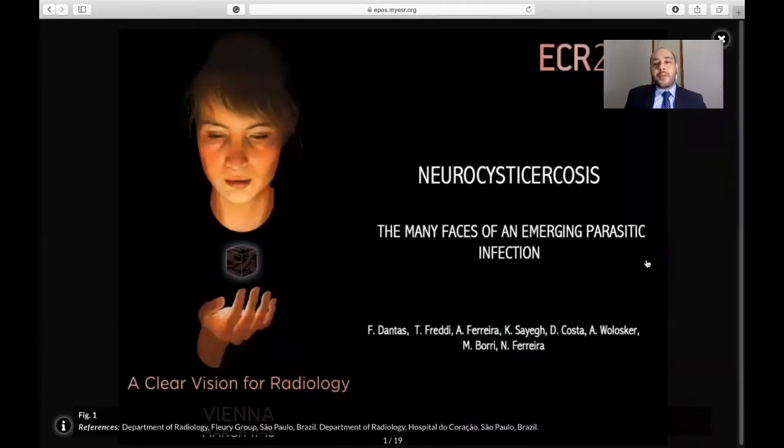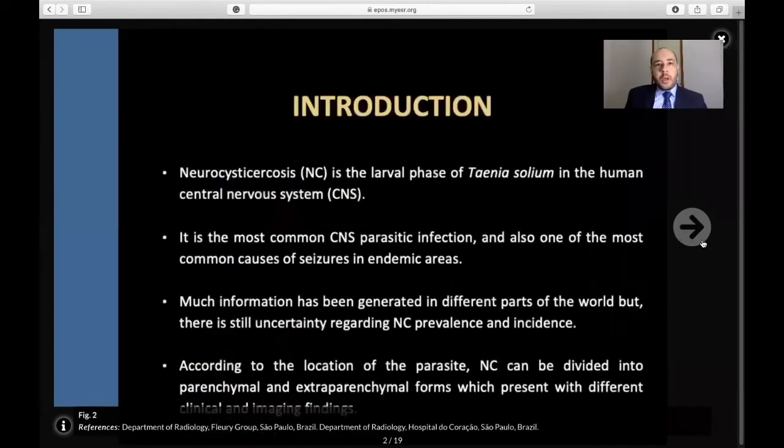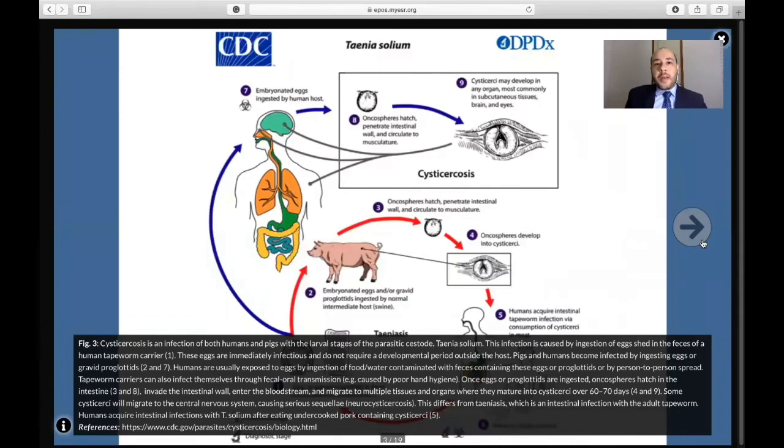I'm going to talk about neurocysticercosis, about the manifestations of this emerging parasitic infection. This presentation aims to demonstrate the imaging findings of this disease and its most common complications. Neurocysticercosis is the larval phase of Taenia solium in the human central nervous system.